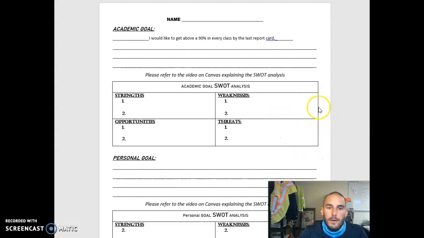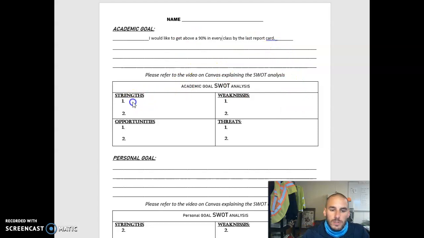So your academic goal right here, right? You're going to be doing this for your academic and personal goal. Your academic goal would be, I would like to get above a 90% in every class by the last report card, okay? So we've already done the SMART goal. We know this is a SMART goal. It has to be a SMART goal first, okay? And that's also very important, and I'll mention it again, but when you turn this in, if it's not something that I can tangibly find all the pieces to the SMART acronym, then you're going to get points off.